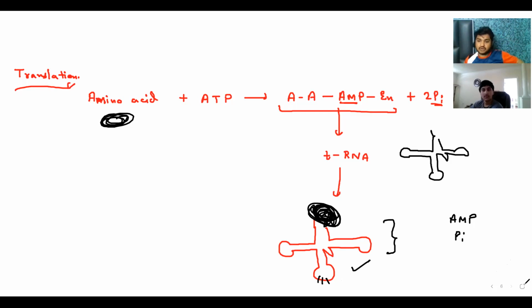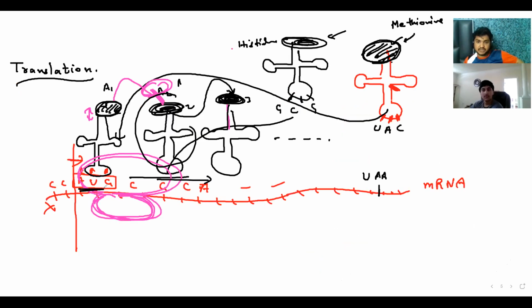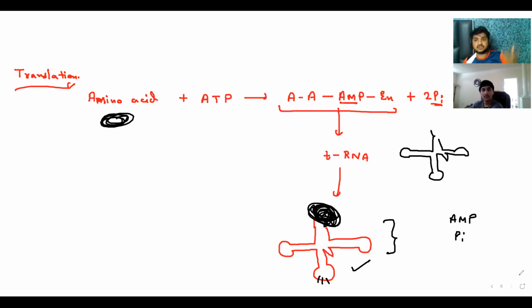Like you just saw, AUG, methionine has a code of UAC. So can GCA come? No, because it has to be the exact opposite of what is on the codon. It is not matching with that.